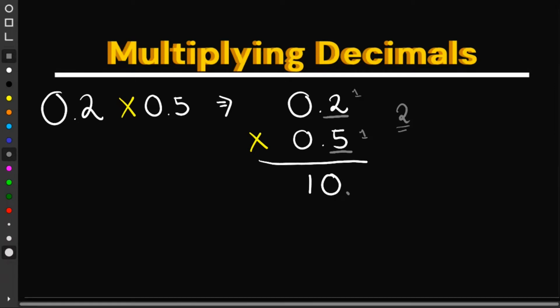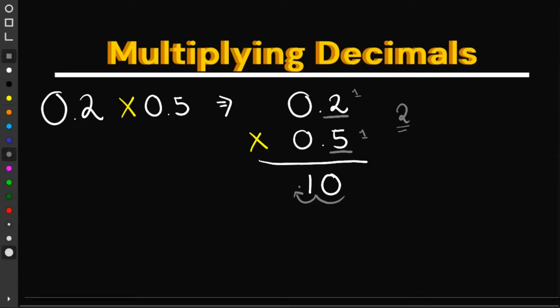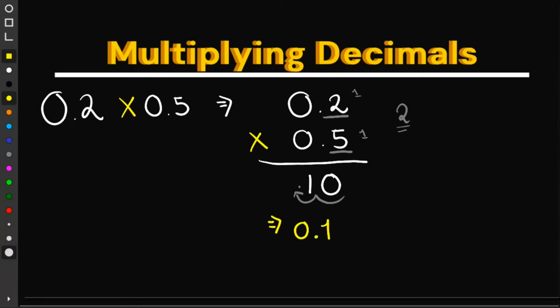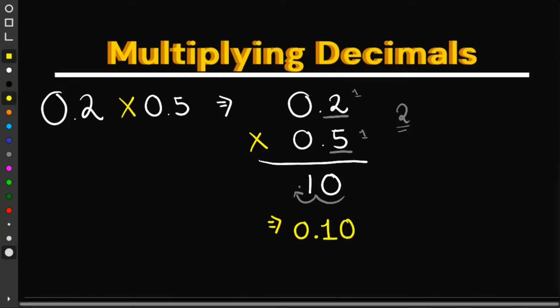So what we do is we move this 1 place and 2 places. So the decimal would move over here. And so our final answer is actually 0.1 or 0.10. And that is how we multiply decimals.